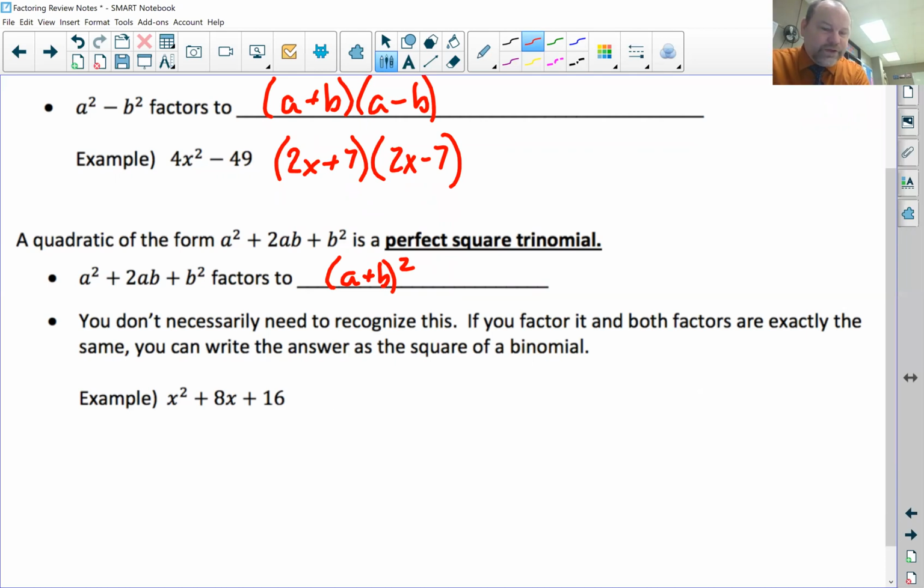And the example here, we have x squared plus 2 times 4 times x plus 4 squared. So it's (x plus 4), the quantity squared. Again, I usually don't even worry about whether I recognize a perfect square trinomial. I'll usually use the x method or the slide method to factor.